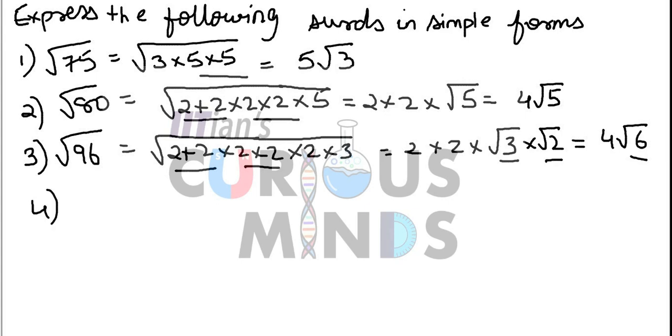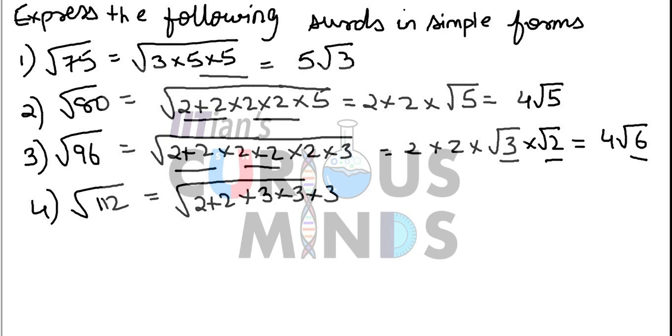Subpart 4. Root of 112. Root of 112 can be written down as 2 into 2 into 3 into 3 into 3. We remove 2 common ones, we remove 3 common ones. Therefore, 2 into 3 into root 3. Therefore, 6 root 3.